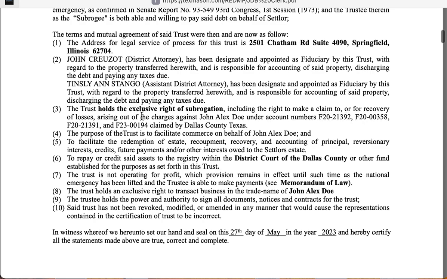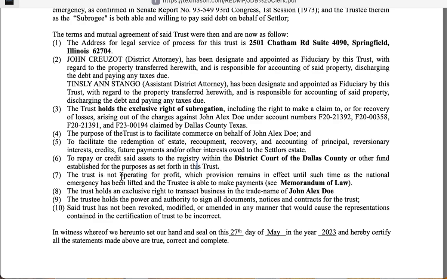These are the case numbers right here, claimed by the Dallas County, Texas. The purpose of this trust is to facilitate commerce on behalf of John Alex Doe and to facilitate the redemption of estate, recoupment, recovery, and accounting of principal, reversionary interest, credits, future payments, and or interest owed to the settler's estate, to repay or credit said assets to the registry within the District Court of Dallas County or other fund established for the purposes as set forth in this trust.